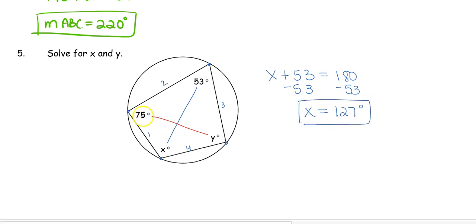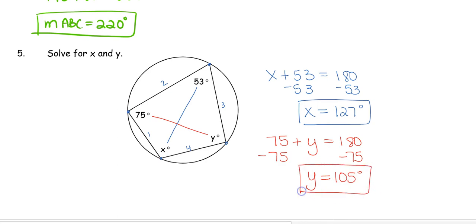Our other opposite angles are that 75 and the y, so 75 plus y. Those have to also be supplementary. Those also have to add up to 180. We move the 75 over, and we find that y is going to be equal to 105 degrees. So remember, inscribed quadrilaterals, opposite angles are supplementary.